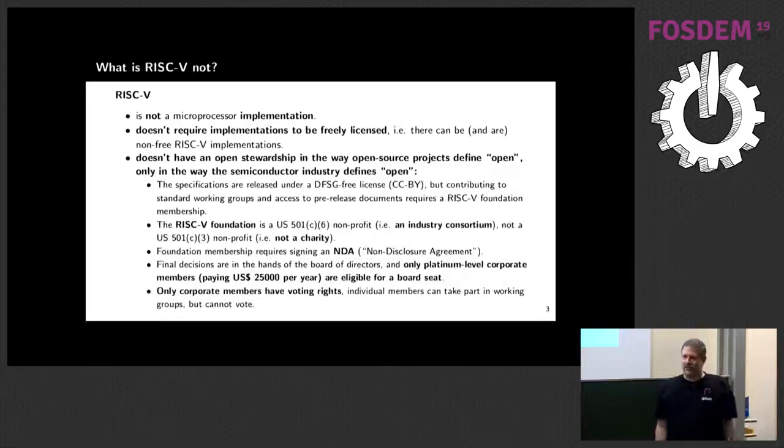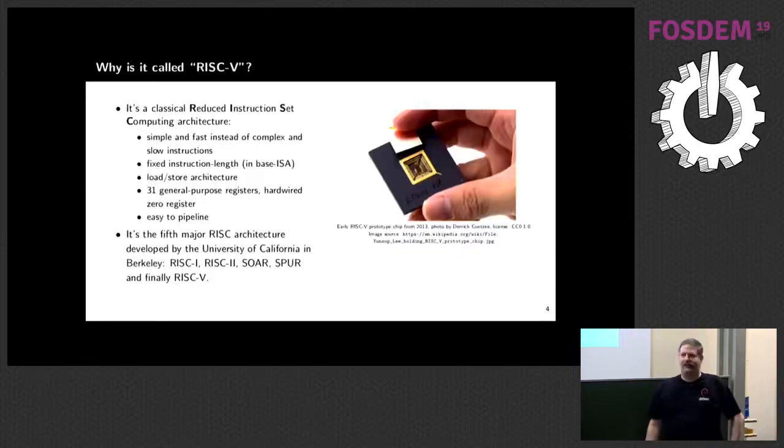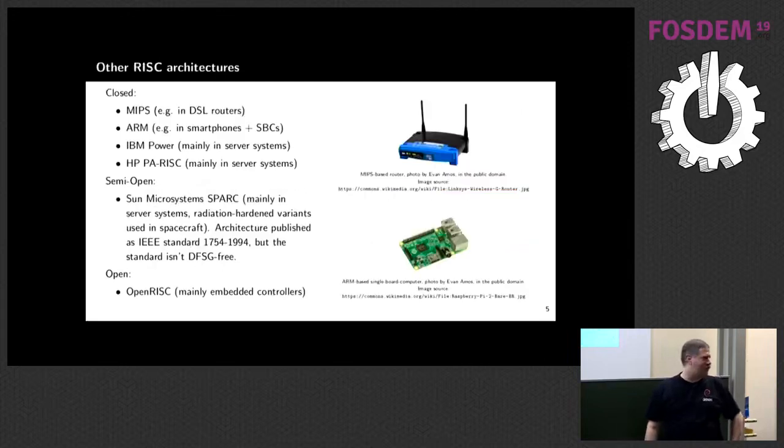So why is it called RISC V? That's rather easy. It's a classical RISC architecture, like there have already been a lot. And it's the 5th major RISC architecture designed at Berkeley, so the name is rather obvious. There have been other RISC architectures, for example, MIPS. If you have a DSL router at home, chances are about 95% that it's MIPS-based. If you're carrying a smartphone, it's about 95% ARM-based. And there are several others.